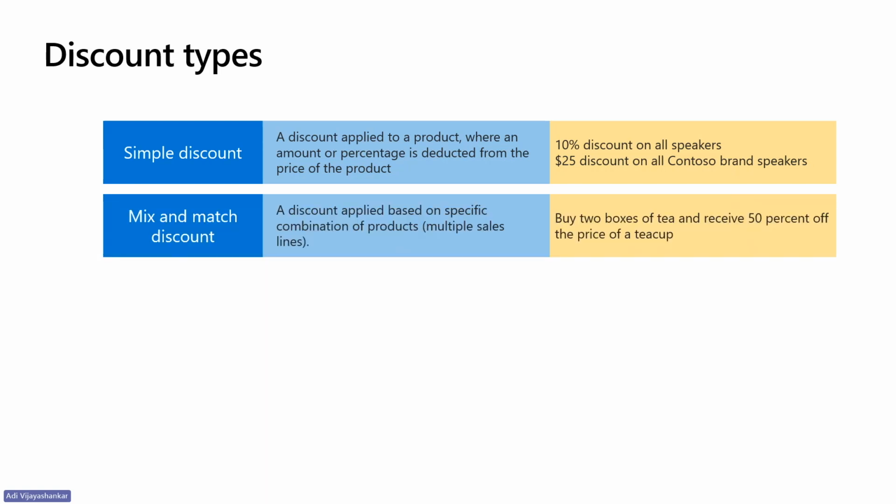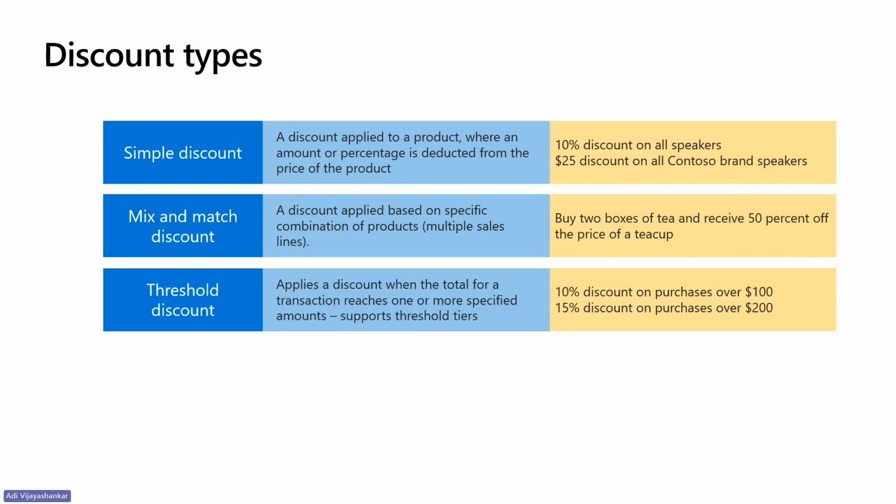Mix and match discounts will consider multiple lines on a sales order when determining the discount qualification and calculation. For example, buy 2 boxes of tea and receive 50% off the price of a tea cup. Threshold discounts provide a means to apply a discount based on a minimum spend. For example, 10% discount on purchases over $100.